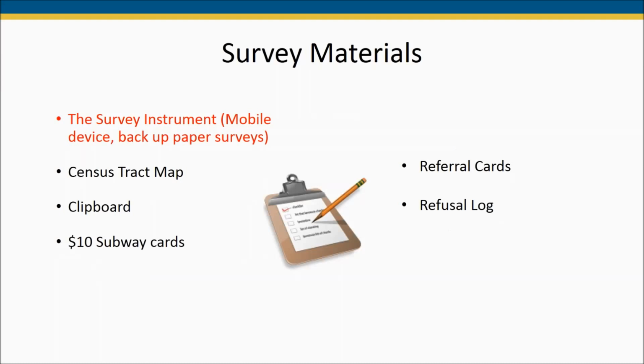These are the survey materials that you'll have to bring to the field when you're going out to do the surveys: the survey instrument, including mobile device and backup paper surveys, census tract map, clipboard, $10 gift cards, referral cards, and refusal log.